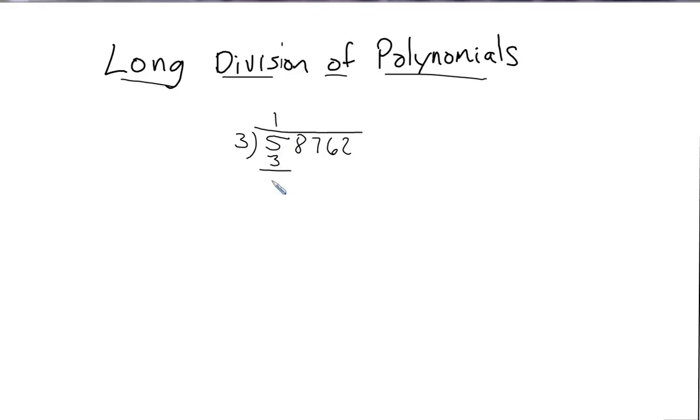3 times 1 is 3. That leaves me with 2 left over. Now we bring down the 8. So we're going to say 3 goes into 28 how many times? Well, 3 times 9 is 27. Subtract those, we have 1 left over.